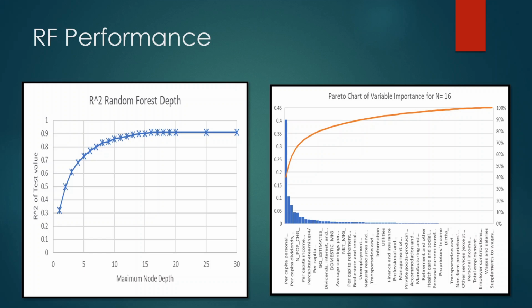Most of the models were built out. So on the left, you have the accuracy and the total number of nodes, or the maximum node depth that was developed.